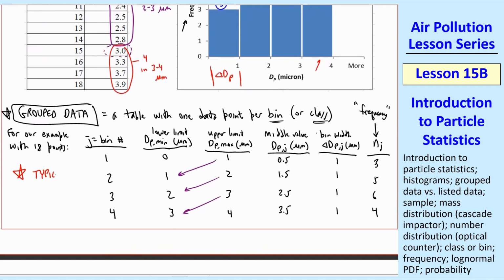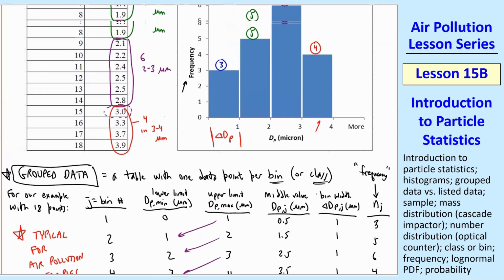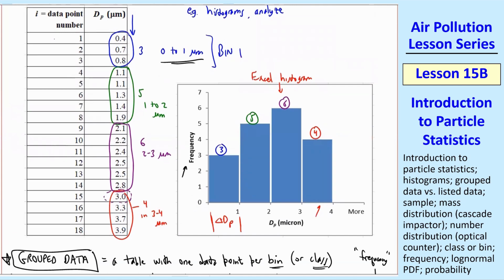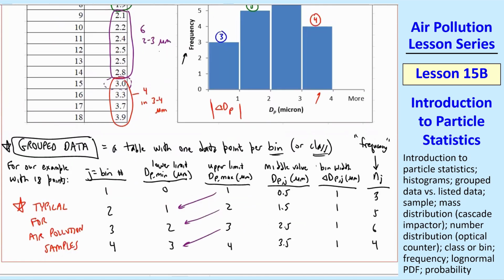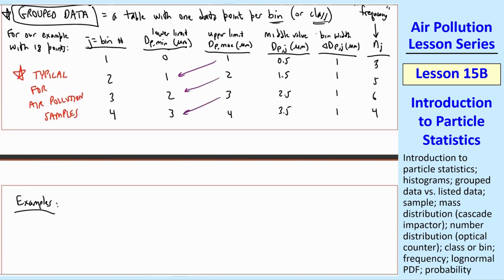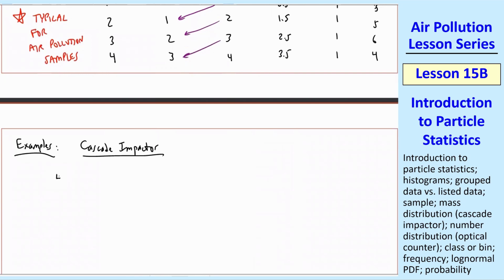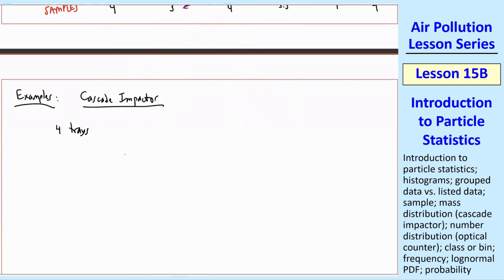The point is that this set of grouped data is typical for air pollution samples. We don't have the luxury of having a data point for each particle. Instead, we have a table more like this one, which is grouped data for the different bins or classes of particles. For example, consider a simple cascade impactor with 4 trays. Remember how we weigh the tray before, we weigh the tray after, and then we can get the mass of the particles in a certain diameter range that have landed on each of the trays.